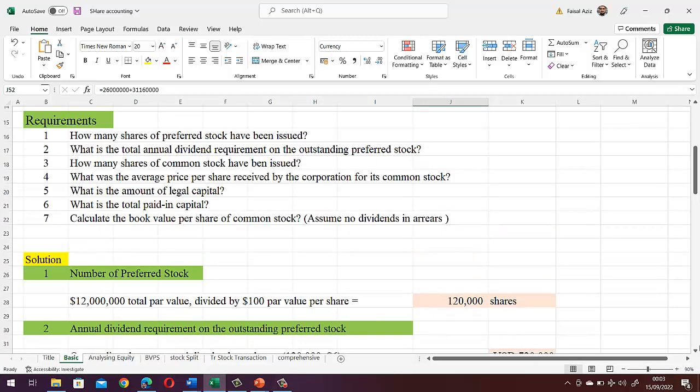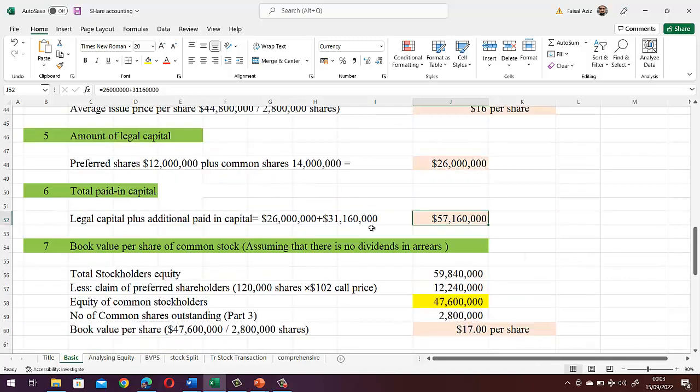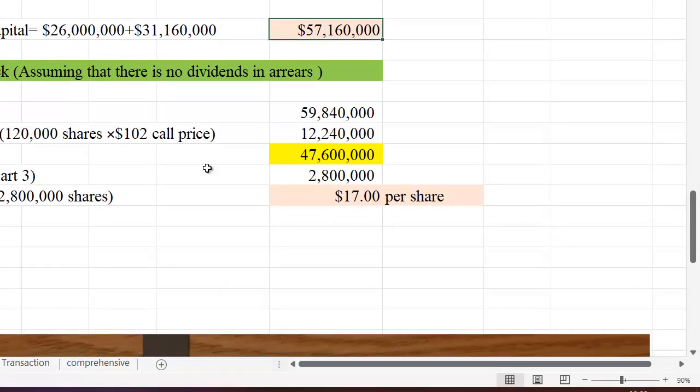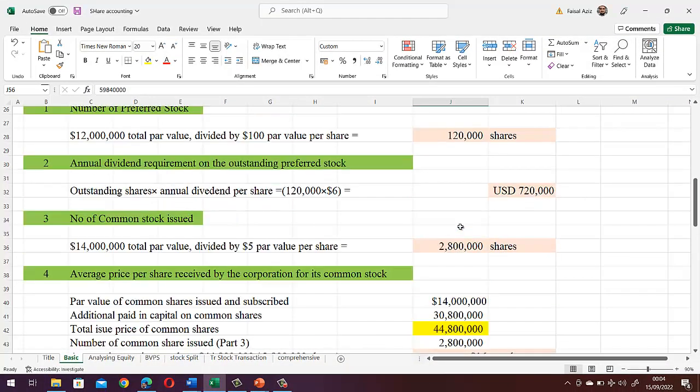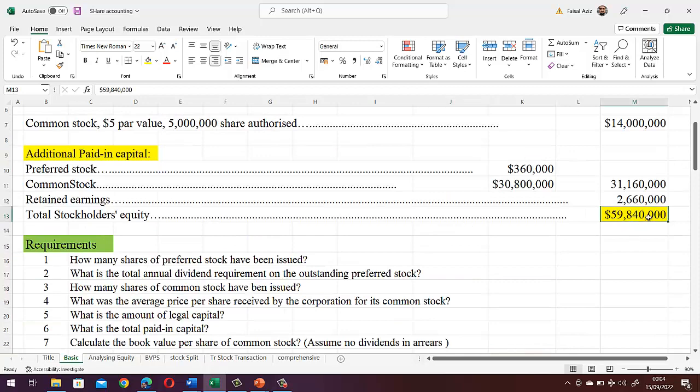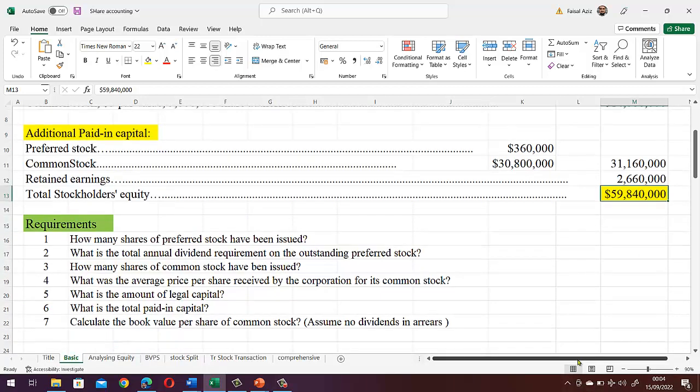The last concept of the requirement is to calculate the book value per share of common stock, and we are assuming that there is no dividends in arrears. The calculation process is quite simple. Viewers, when we need to calculate the book value per share of common stock, we start from total stockholders equity. As you can see, the total stockholders equity value is 59.84 million, and I have taken this from here, 59.84 million.